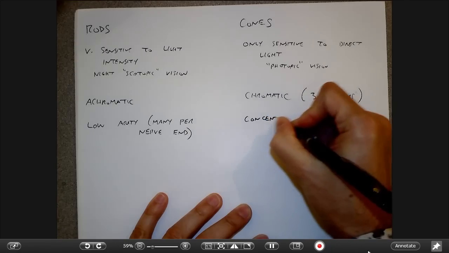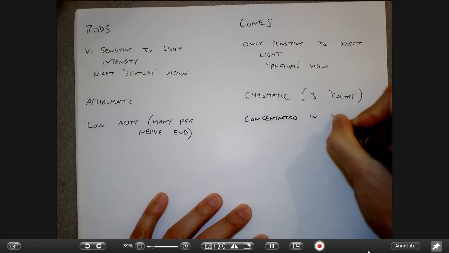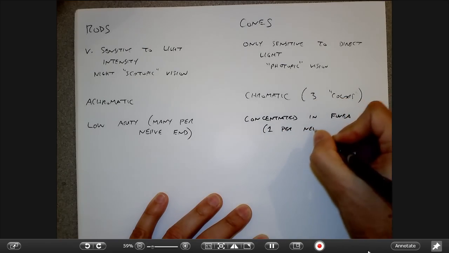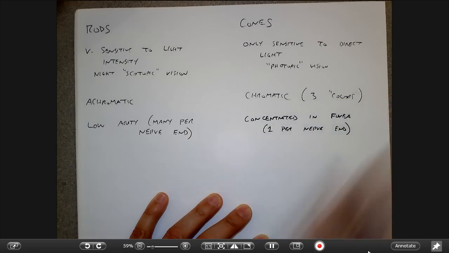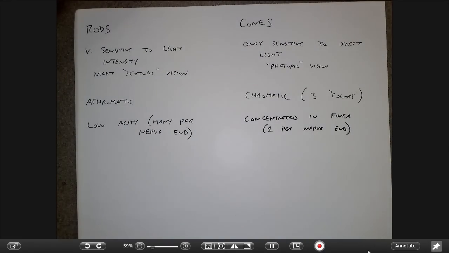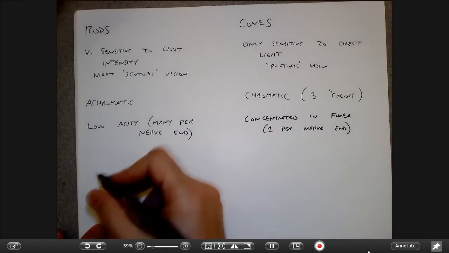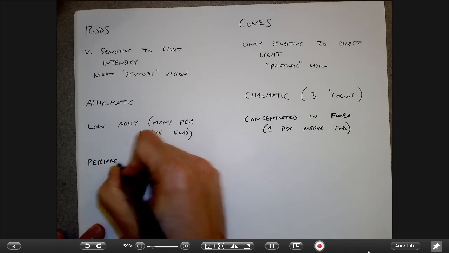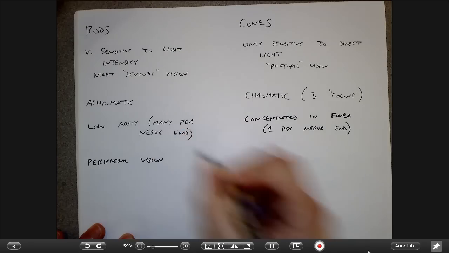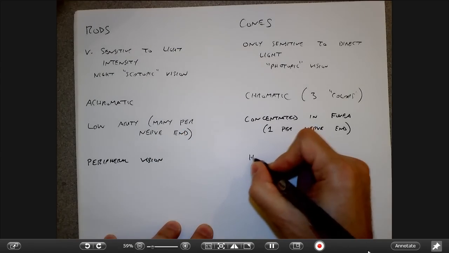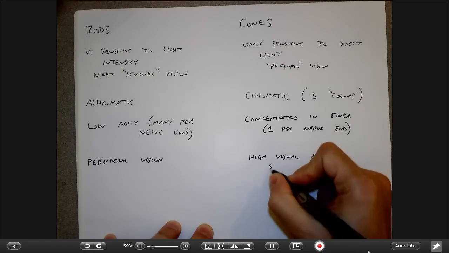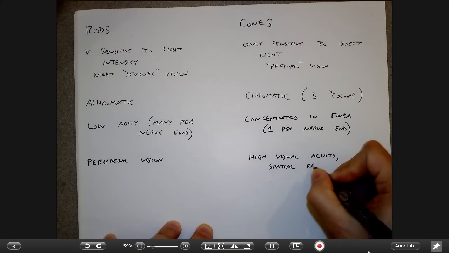Whereas the cones are basically concentrated in the fovea, and there's one per nerve end, right? So that means you're getting a lot more information from the cones than you are from every single rod. And again, like we talked about, the rods are responsible for your peripheral vision. And the cones are responsible for your high visual acuity and spatial resolution.